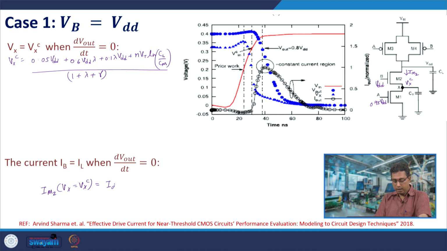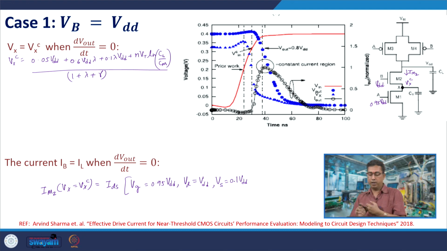it is IDS of a transistor when its VG is 0.95 VDD, the drain voltage is nearly VDD, and the source voltage is 0.1 VDD. Why is it 0.1 VDD?